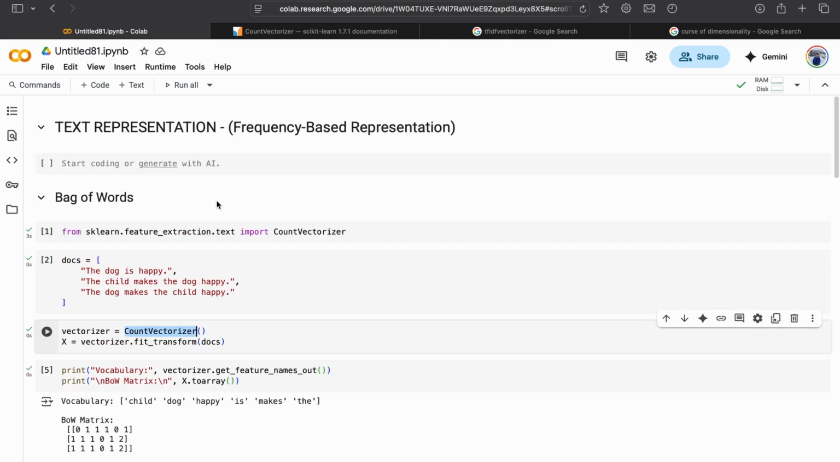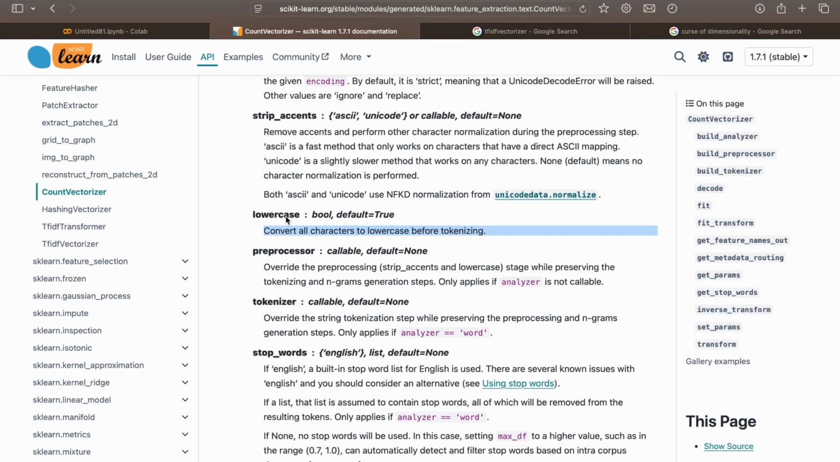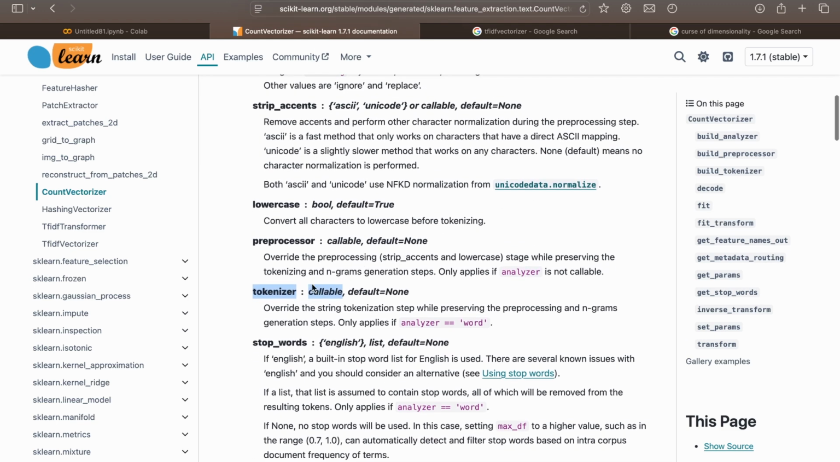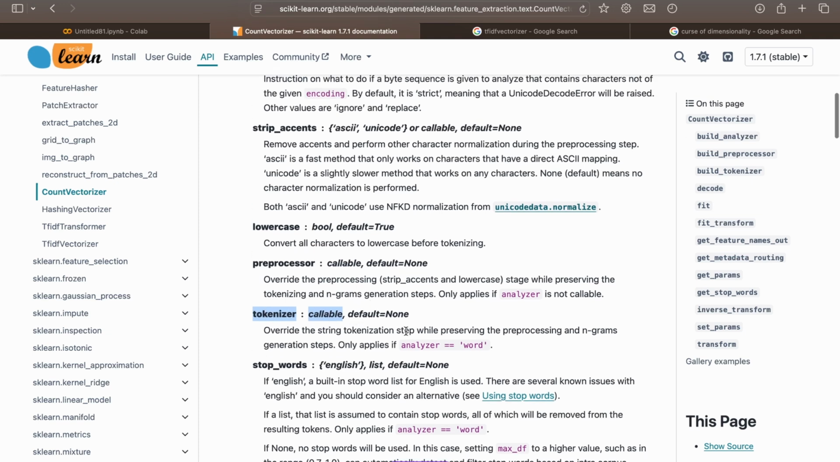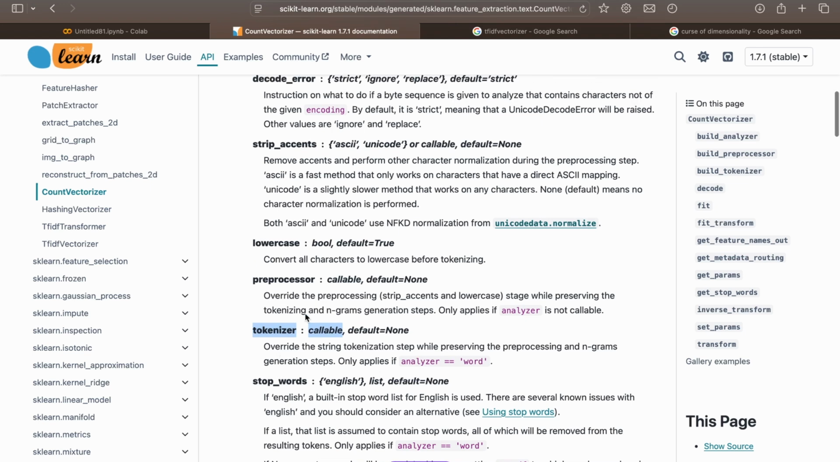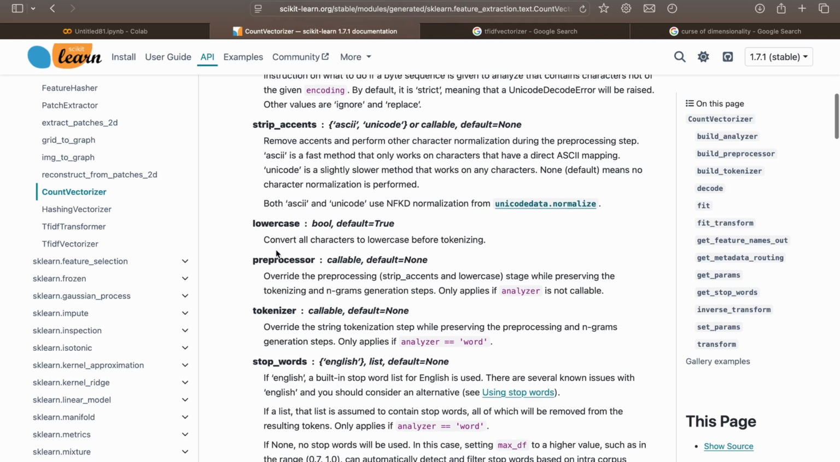So here you can see in the CountVectorizer, we are not tokenizing and then passing the tokens to the CountVectorizer. We are just passing the whole corpus to the CountVectorizer because internally it will tokenize. Okay, so it has an internal mechanism to tokenize the sentences. And you can see this is the tokenizer. You can also create your own tokenizer. By default, it's None. None means it will use the word-based tokenizer.